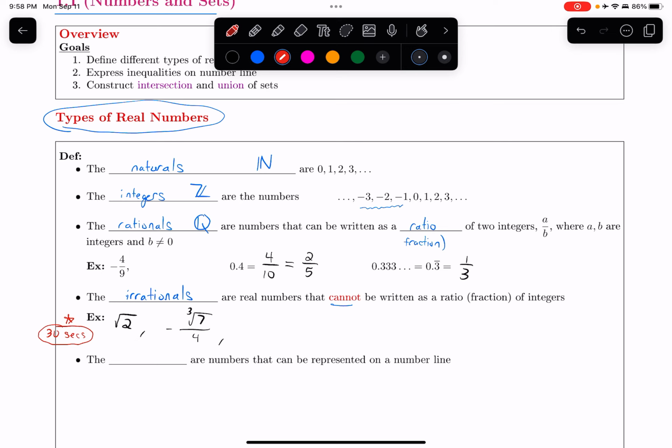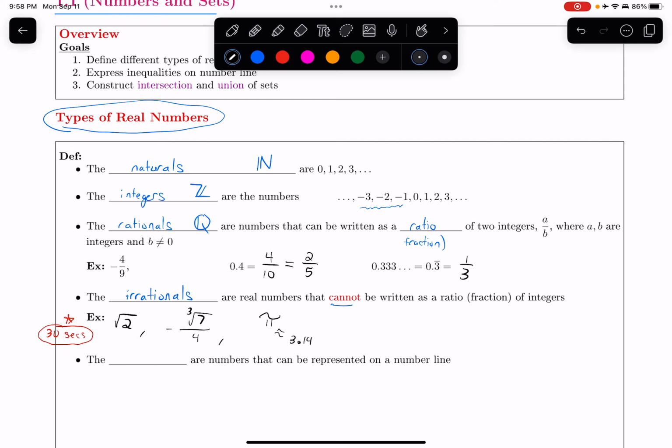See if you can come up with a couple examples. All right, so hopefully you did that. Hopefully you gave the video a quick pause to think about some examples. All right, so one example is pi. Pi is approximately 3.14, although the decimals do go on forever.